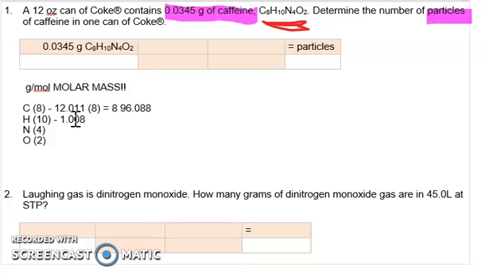Next one. I know that the mass of one hydrogen atom is 1.008 grams per mole, right? But I have 10, so I'm going to multiply this number by 10. And I know that that is going to give me 10.08.